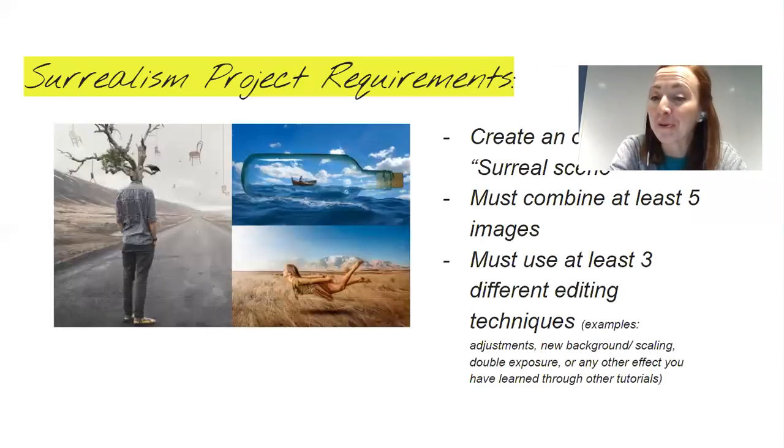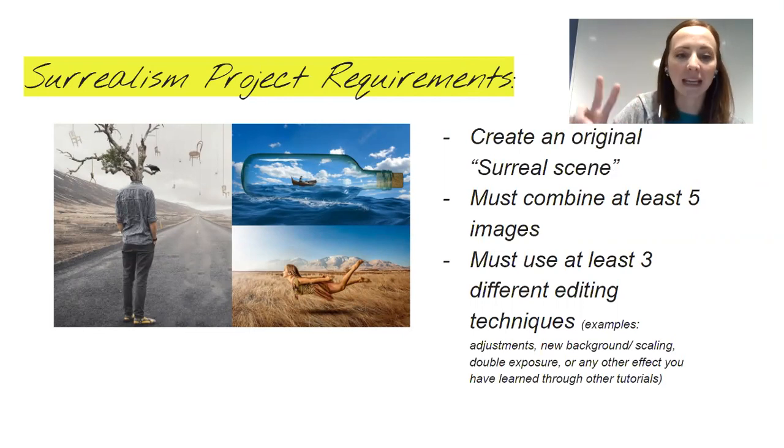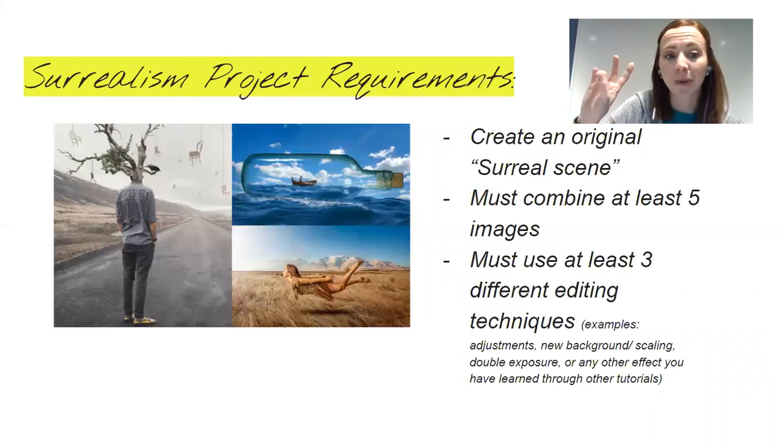First thing you need to know, what are the requirements for this project? So you are going to create an original surreal scene, and we'll talk about what that means here in a minute. You need to combine at least 5 different images. So if you think about it, you're going to have a main background probably. You're going to have at least one main character, usually some kind of person. But then you're probably going to have some other small things.